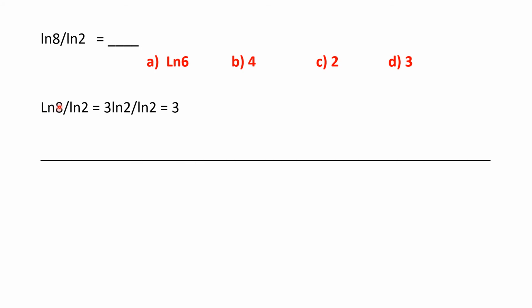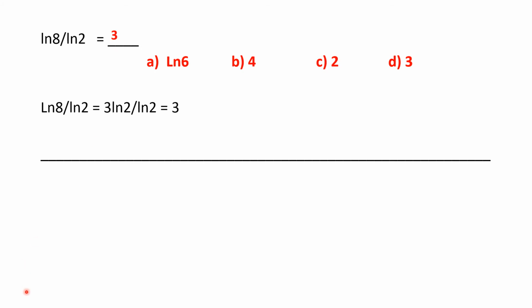Ln 8 over ln 2. We could change 8 to 2 to the power 3. Since we can say ln 2 to the power 3, then we can take the 3 to the left of the ln. It will be 3 ln 2. One more time. Ln 8 equals 3 ln 2. And we are dividing by ln 2, so we can cancel ln 2, and that's going to give us the answer as 3. So the correct answer is D. So D is going to go right there, which is the number 3.